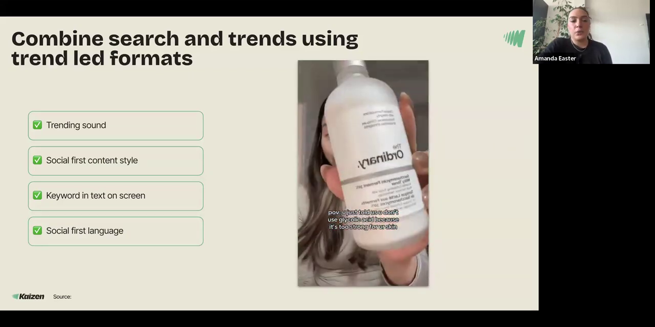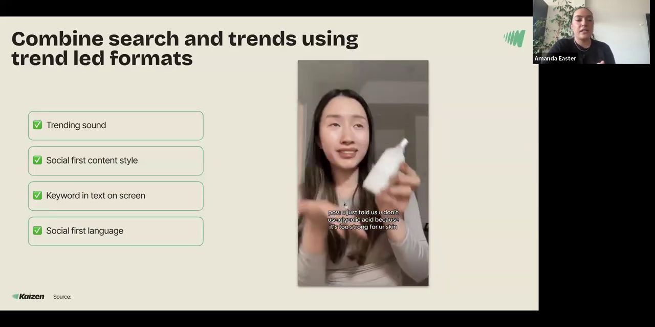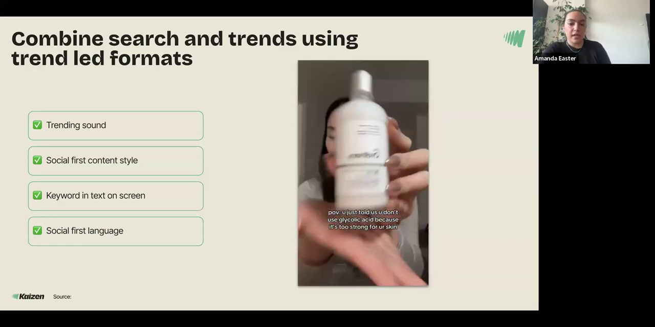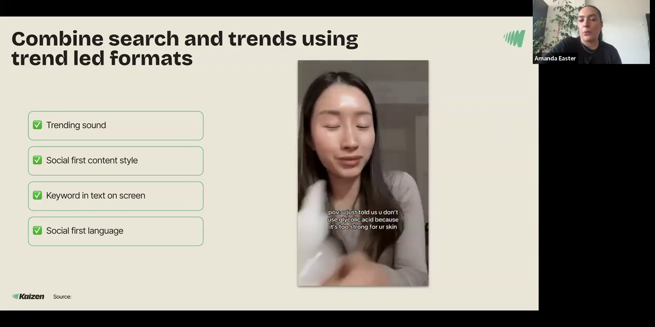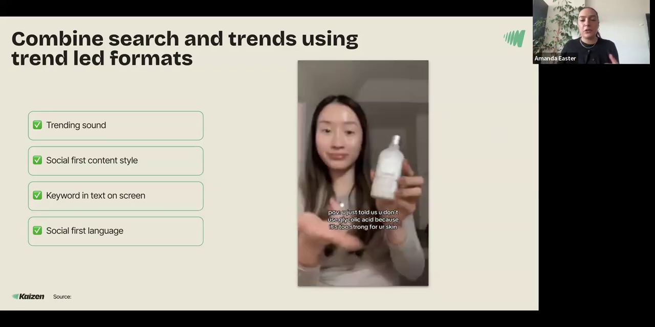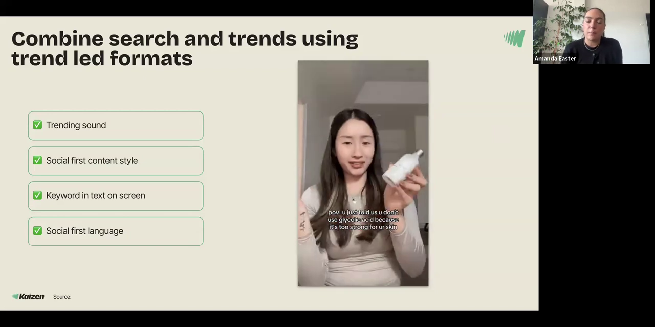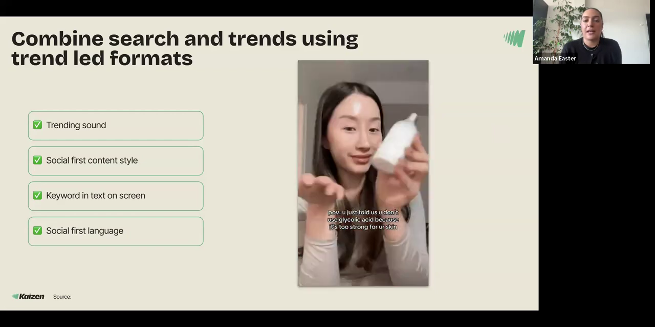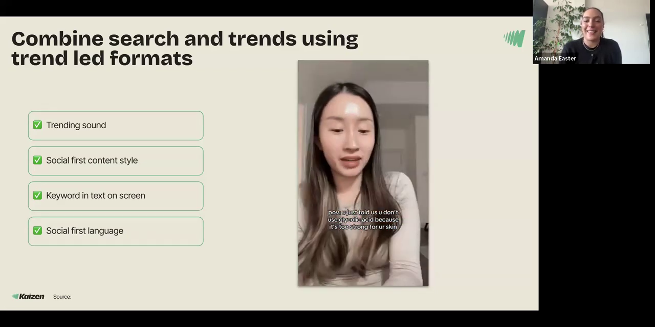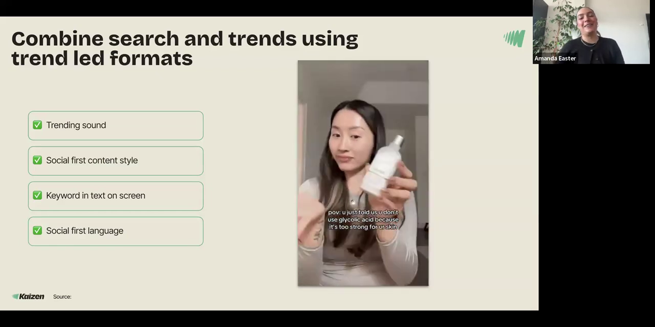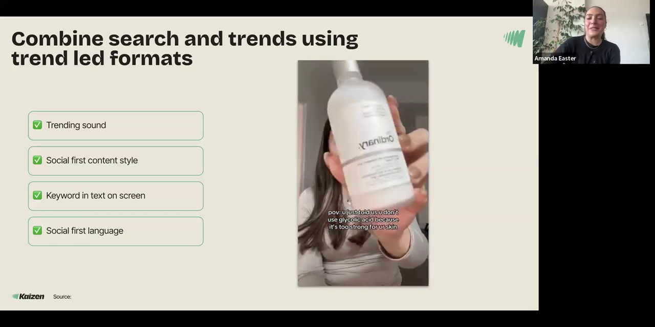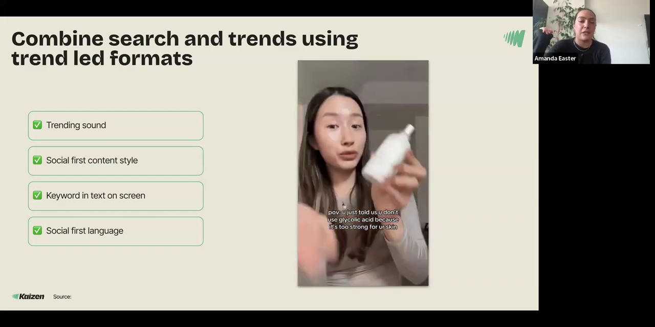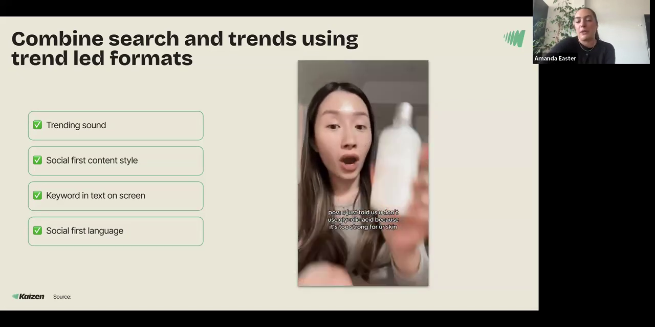This could be a trending sound. This could be looking at social-first content styles. It could also be using social-first language, such as POV. Also here for the ordinary, they just use the U instead of YOU. So it's a bit more casual, a bit more trend-led. As an ethos, I'm trying to get us all to move away from POV as I think it's a bit oversaturated. So let's figure out something else that we could use instead of POV content, but it is something that works well. It is easily recognizable by users on the app. Everyone knows what POV means.